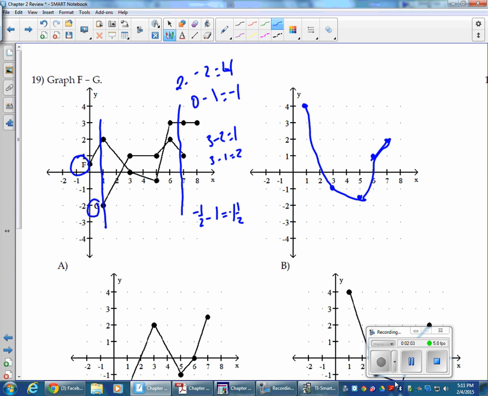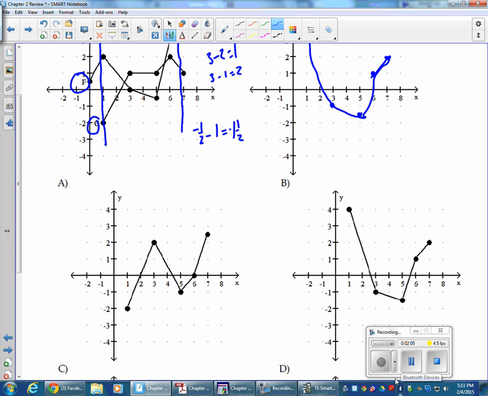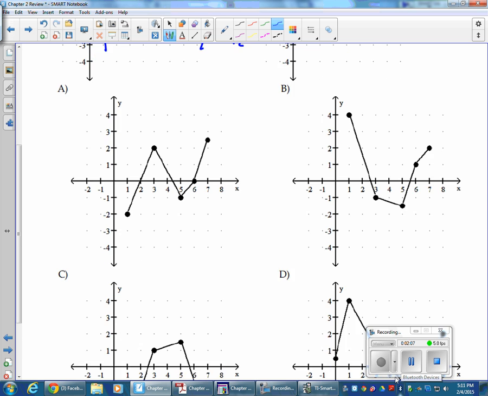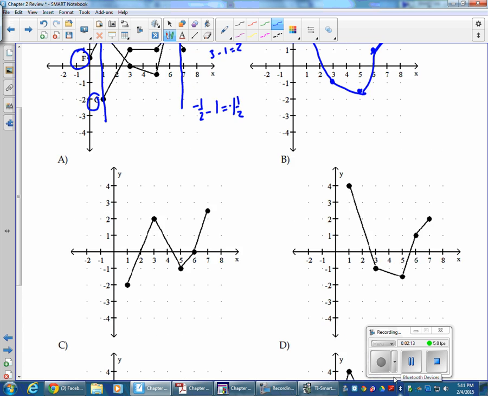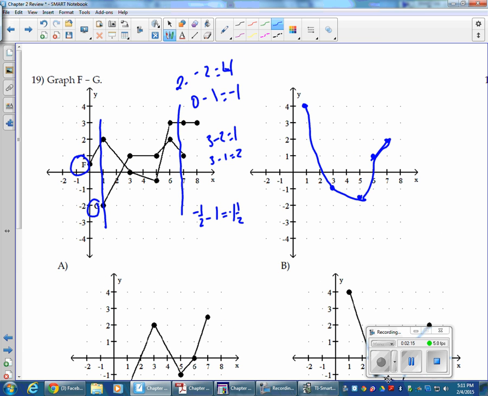And if we look at our choices, it is going to be B, I believe. That's the only one that's close. C and D are not anywhere close. A is also not. It's not starting up at 4. So the answer is going to be B.